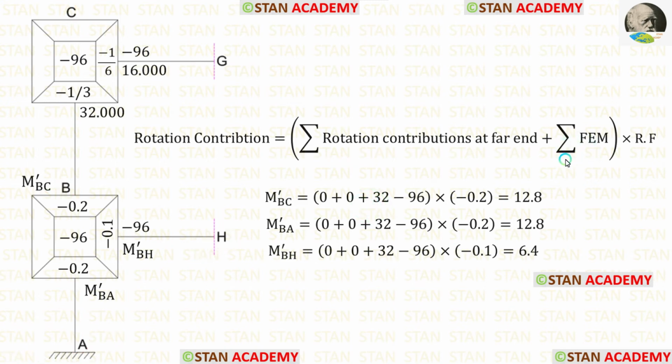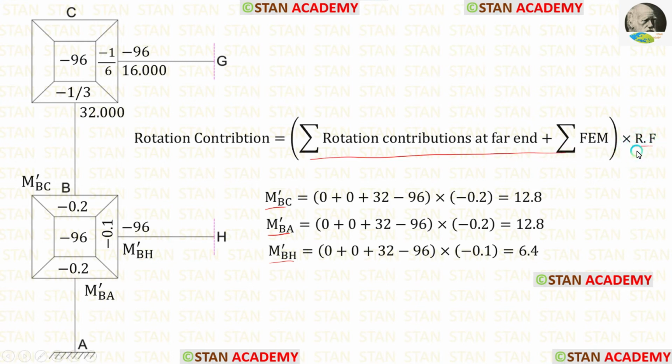The summation of fixed end moments is minus 96. The rotation factor for BC is minus 0.2. Finally, for M'BC, we are getting 12.8. For M'BC, M'BA, and M'BH, in the formula, all of the values will be the same except the rotation factor.